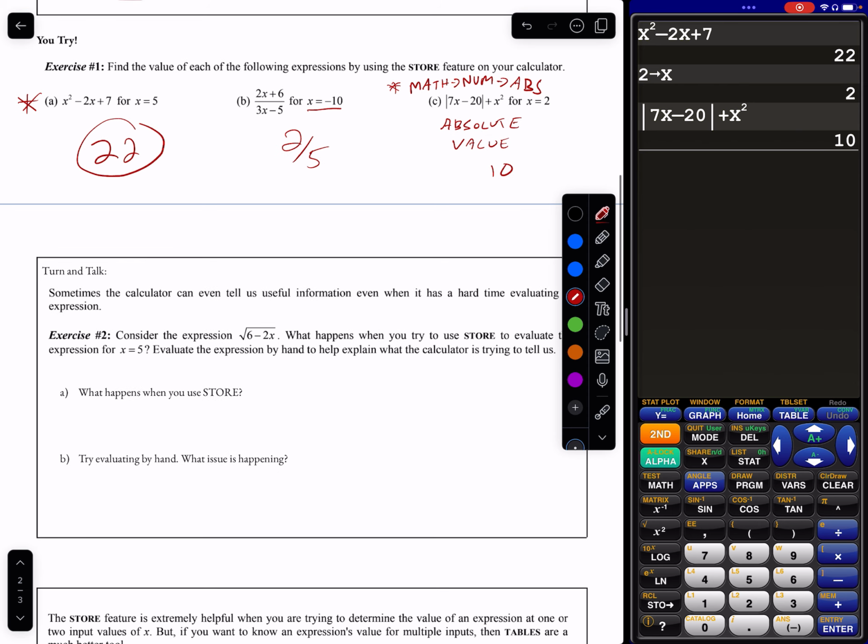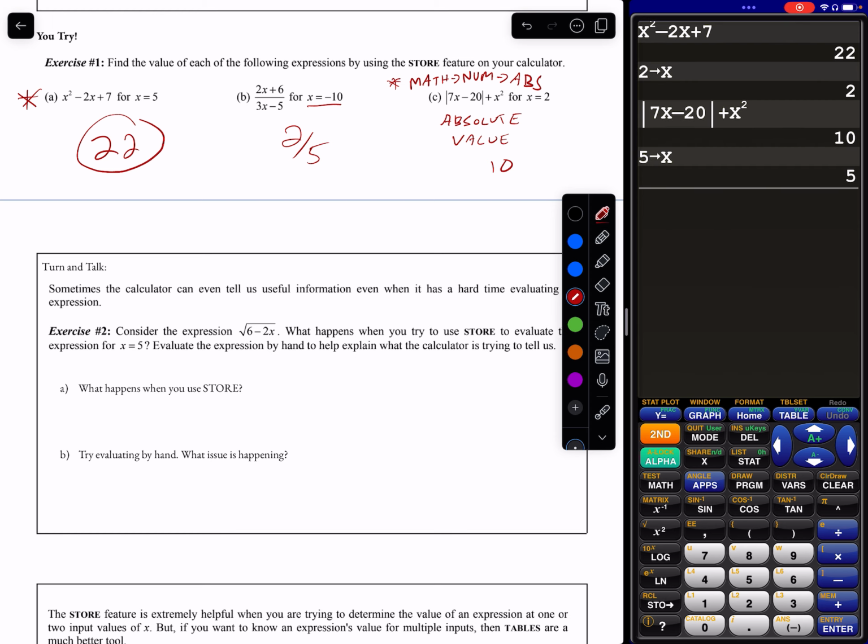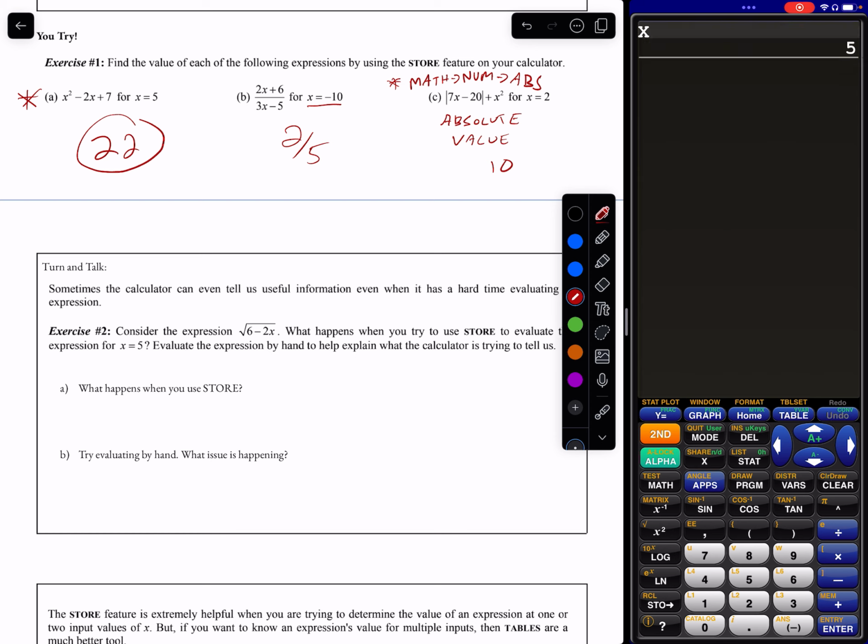All right, moving on. If we look at this, we're going to try to substitute this function, and let's see what happens here. Okay, so we want this expression right here, and now we're going to create an x value of 5. So I'm going to take 5, I'm going to store it into x. If you want to just double check, if I hit x, you know it's there. Okay, so now I'm going to take the square root. All right, so second x squared is the square root button, and then I'm going to do 6 minus 2x.